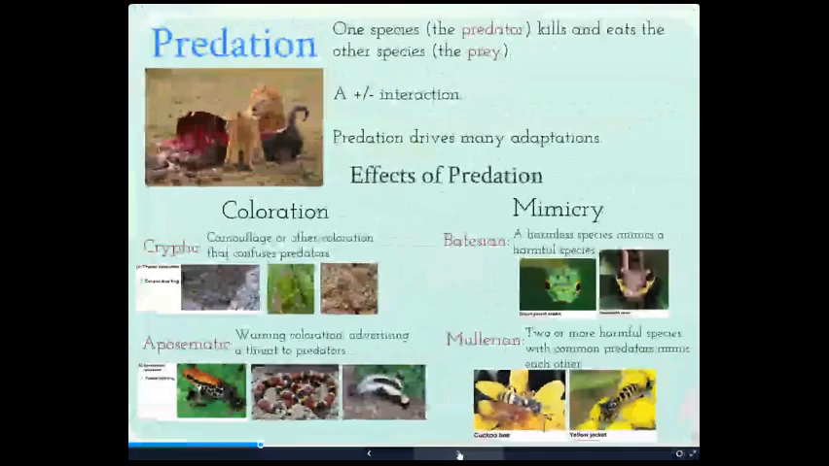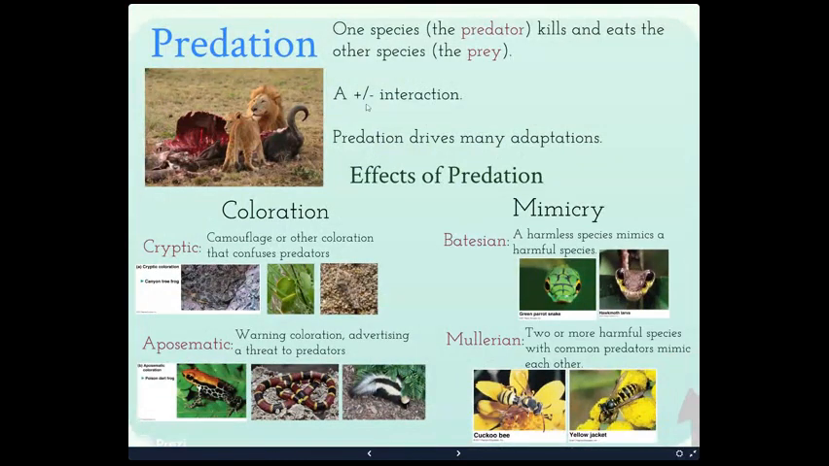Okay. All right, predation. So this is a plus minus. Predation is not parasitism. Predation means that the predator just hunts down its prey and eats it. They don't live together. They don't have some relationship together. But one thing predation can drive is adaptations of the prey, and probably of the predator as well. Some of the adaptations of the prey would be some sort of cryptic coloration.